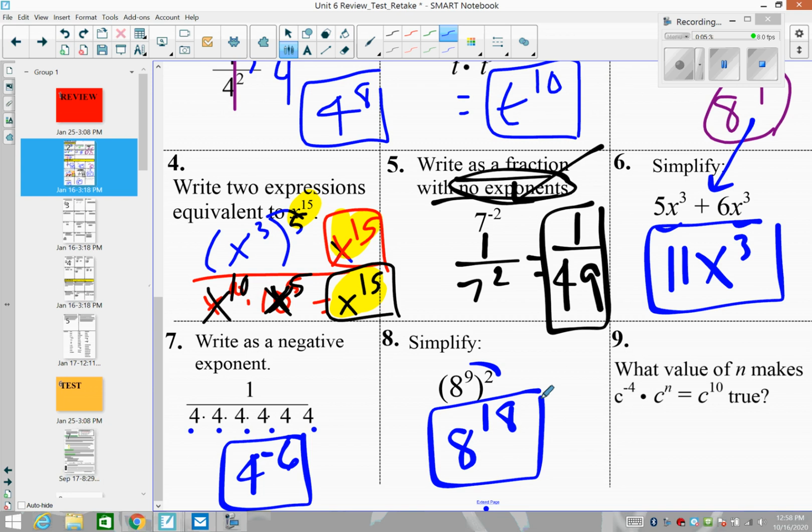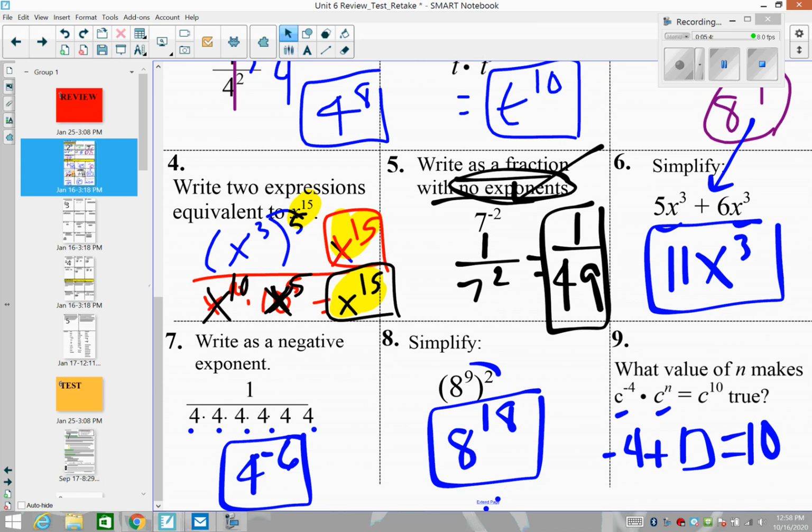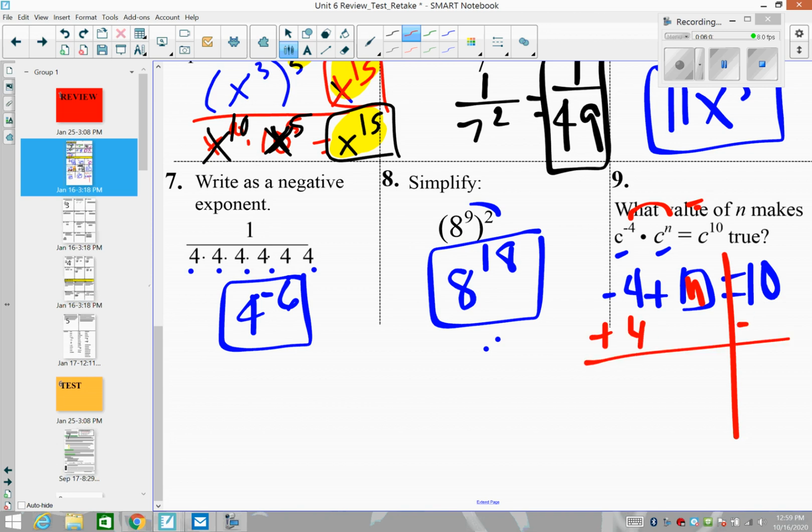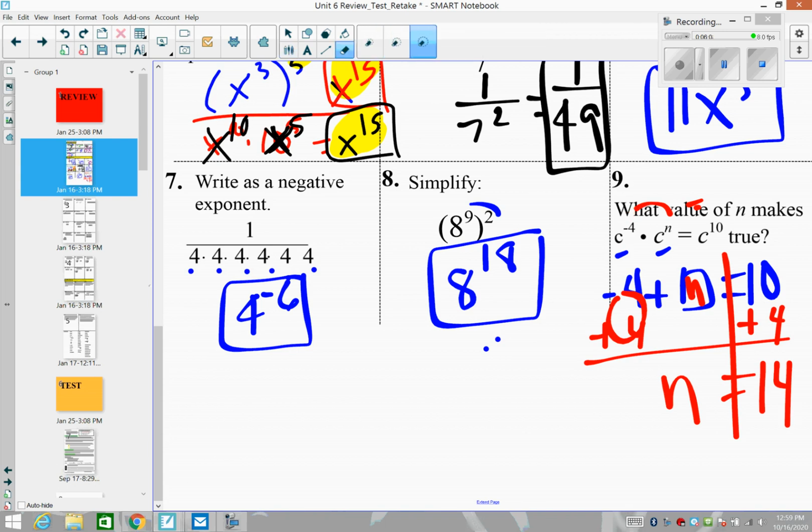Next one, which value of n makes this statement true? Well, if it's the same base, we're adding the exponents. So essentially, you are adding this equation. You're trying to find the value of n. So negative 4 plus n is equal to 10. So I'm going to add 4, copy, paste, copy, paste. So we believe that the n value must equal 14. So if we go back up and put a 14 up here, is that true?